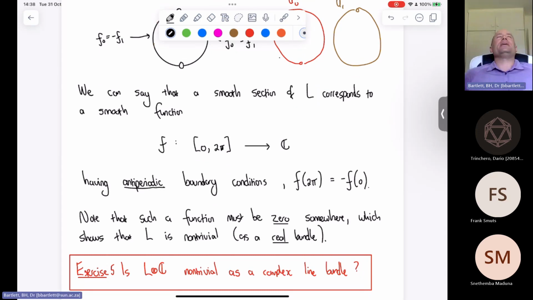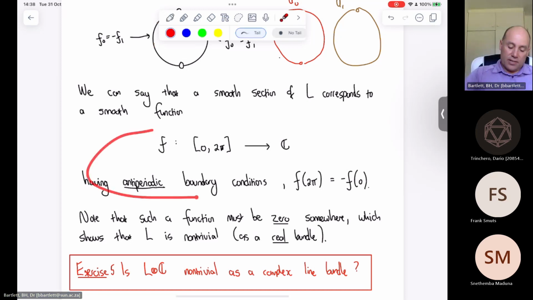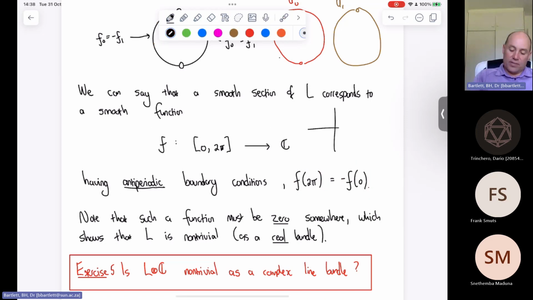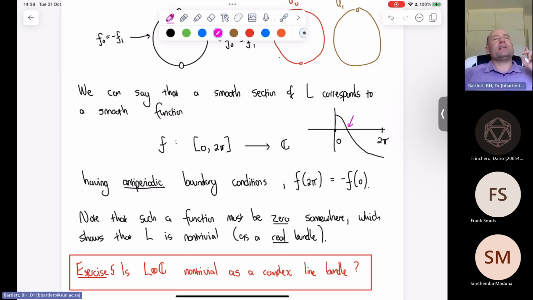Okay, so we know that such a function has to be 0 somewhere, right? Because its value at 2 pi must equal minus its value at 0. So if I draw a graph of this function, here's 2 pi, and here's 0. Whatever the value is at 0, it must be minus that when you get to 2 pi. So notice, therefore, it has to cross 0 somewhere. So such a function has to be 0 somewhere, which shows that there aren't any global, everywhere non-vanishing sections of this line bundle, which we already knew from the beginning.